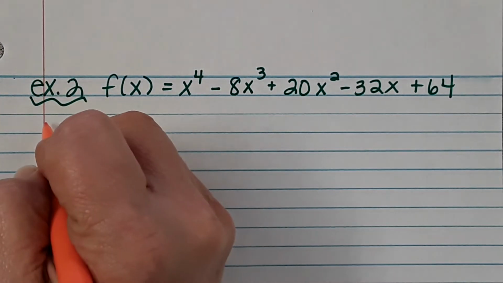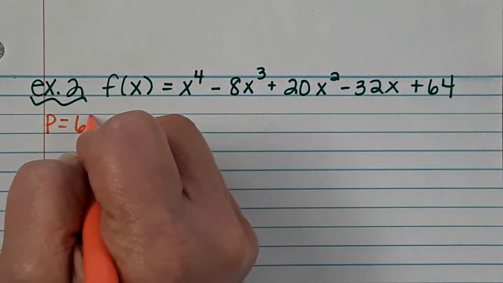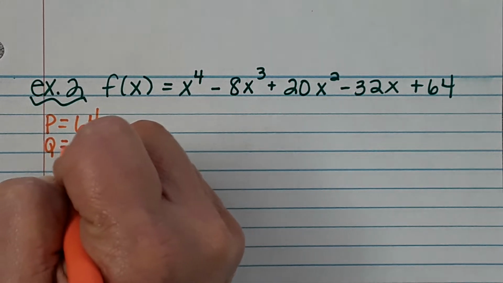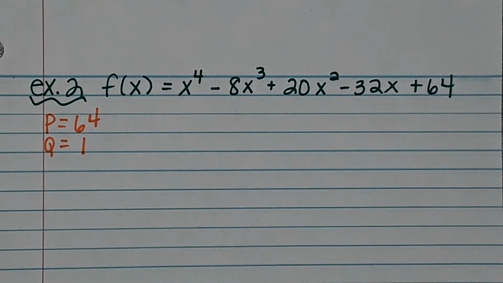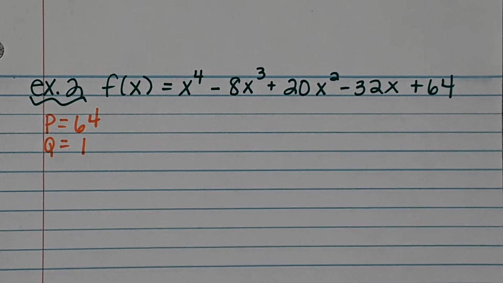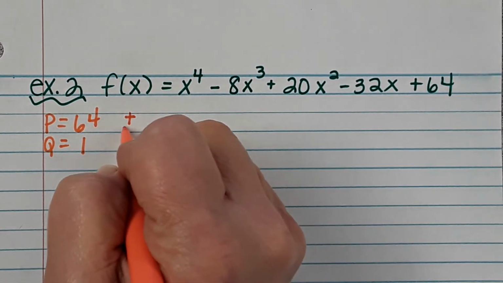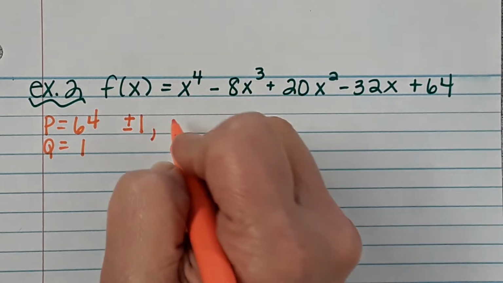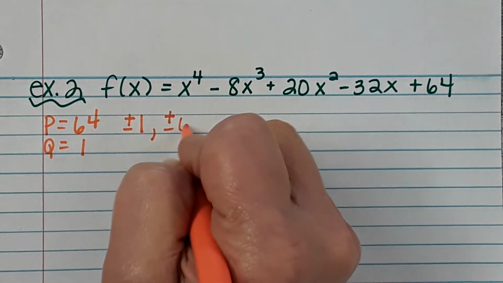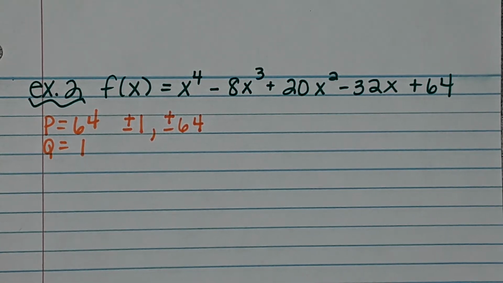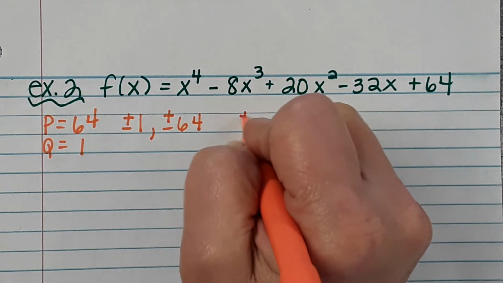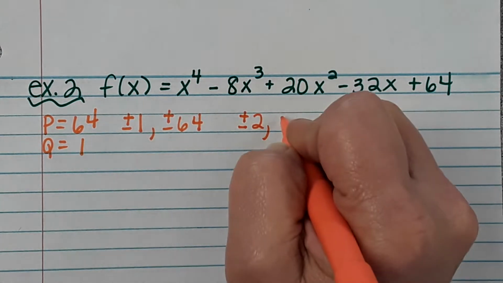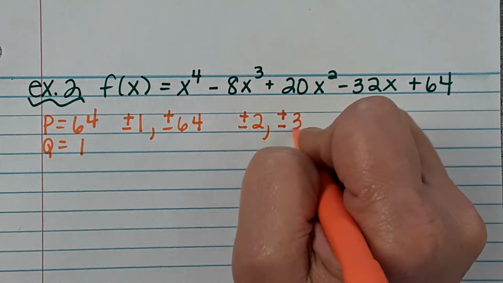Okay, so what is my P? 64. What is my Q? 1. Okay, so let's start with the factors of P. And remember, factors always come in pairs, so plus or minus 1, positive or negative 1. And what goes with 1? Positive or negative 64. Does 2 go into 64? Positive or negative 2 and positive or negative 32.